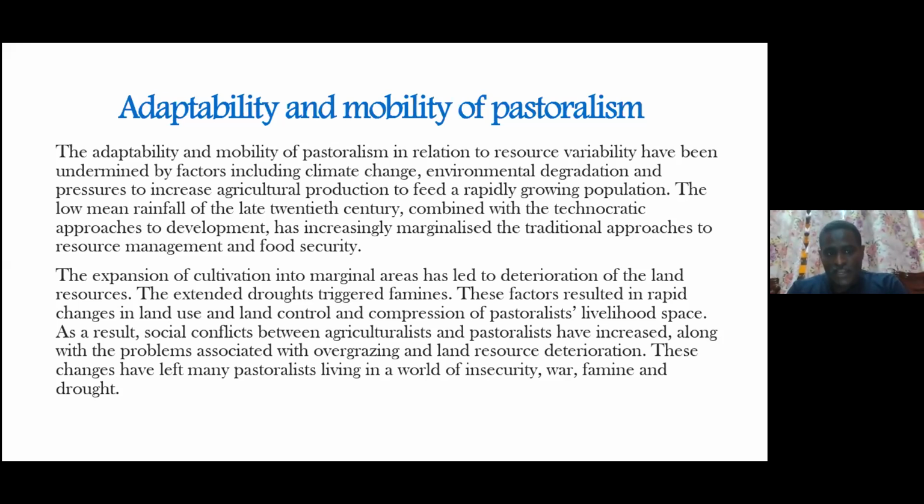The expansion of cultivation into marginal areas has led to deterioration of land resources, extended drought, and triggered famine. This resulted in rapid changes in land use and land control and the compression of pastoralist livelihood space. As a result, social conflict between agriculturalists and pastoralists has increased, along with problems associated with overgrazing and long-term land resource deterioration. These changes have led many pastoralists to live in a world of insecurity, war, famine, and drought.